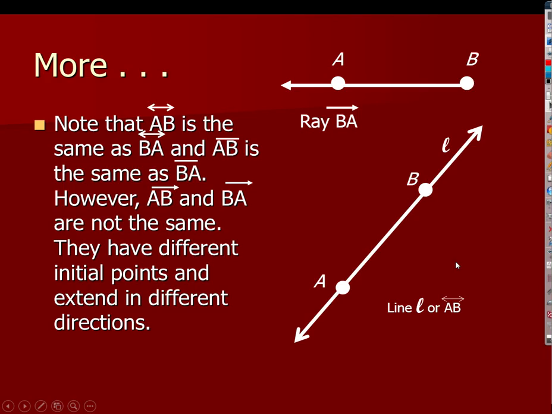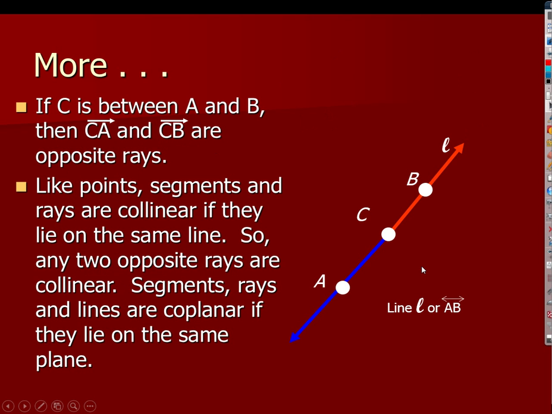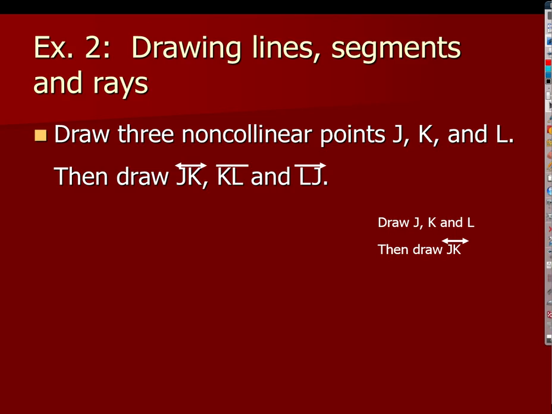Okay, we just talked about that. So these are, direction makes a difference. Here's ray BA, right? Starts at B and shoots through A. Opposite rays: if we have a point C that is in between A and B, then we'd say that ray CB and ray CA are opposite rays, and taken together they just form a line, right? They would form line AB.